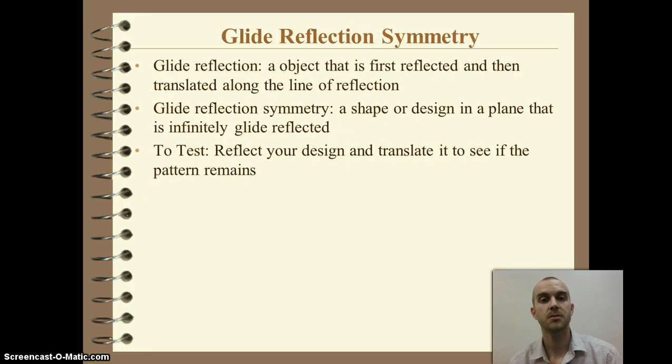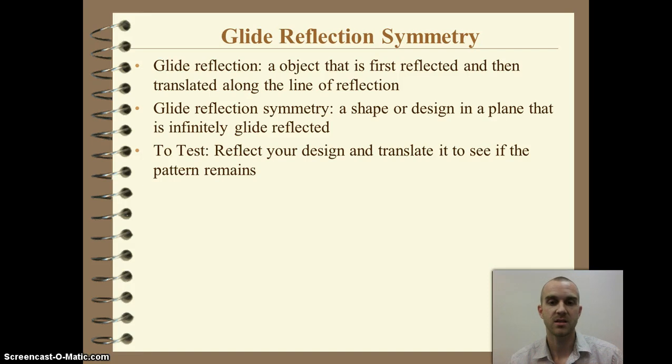Now we can also create a combination of transformations. One of those is the glide reflection, where we first reflect along a line and then we translate along that line of reflection. And this will create reflection symmetry as well, where I can take that image that's been created by the glide reflection, and it will continue infinitely.